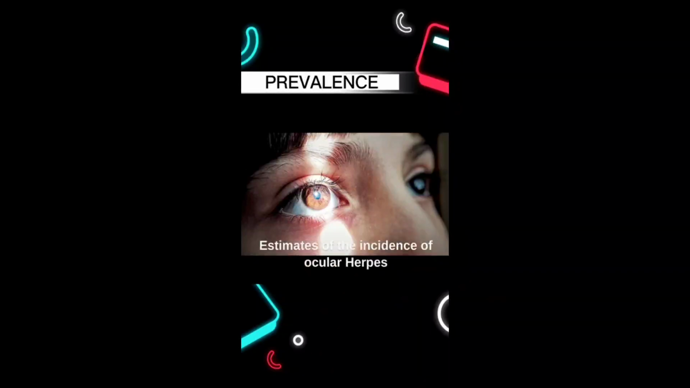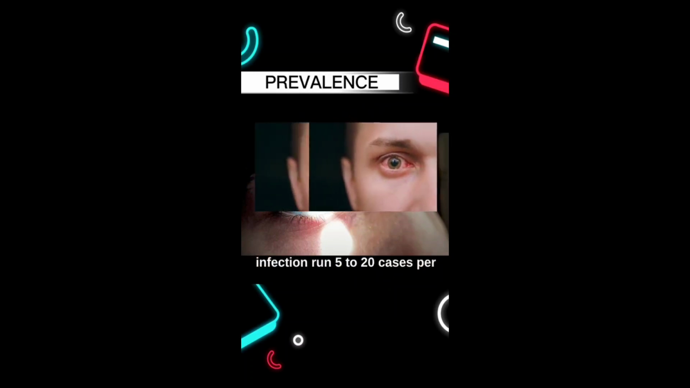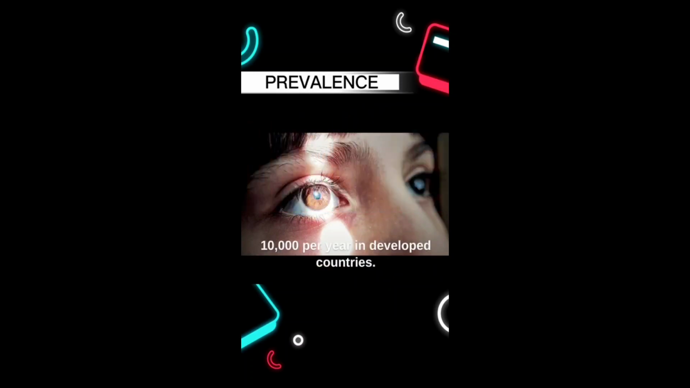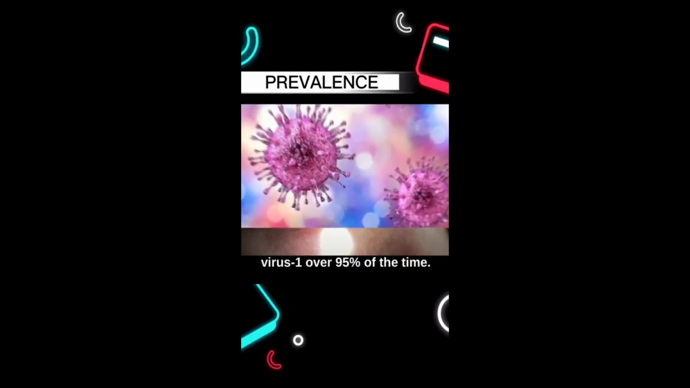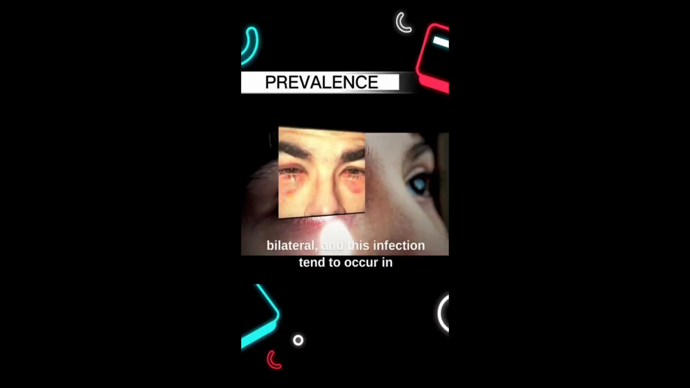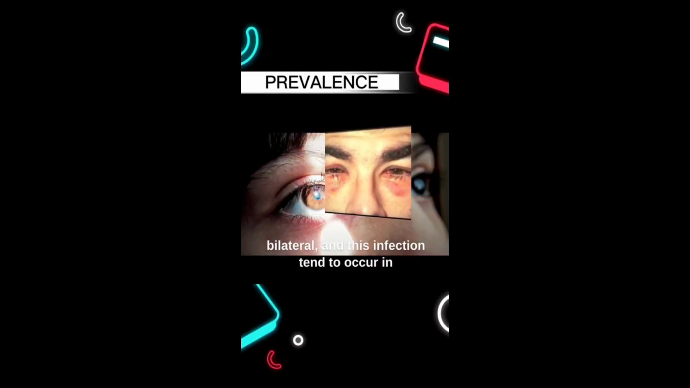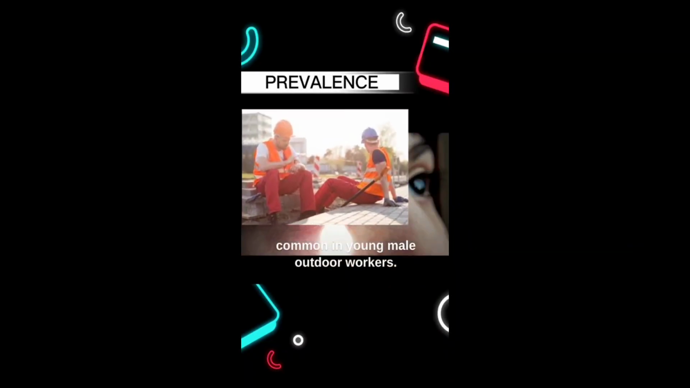Estimates of the incidence of ocular herpes infection run 5 to 20 cases per 10,000 per year in developed countries. Of these infections, the causative agent is herpes simplex virus 1 over 95% of the time. Only 1.3 to 12% of the cases are bilateral, and this infection tends to occur in younger patients and be more severe. Fungal keratitis is rare but more common in young male outdoor workers.